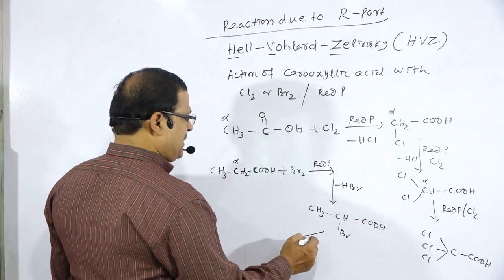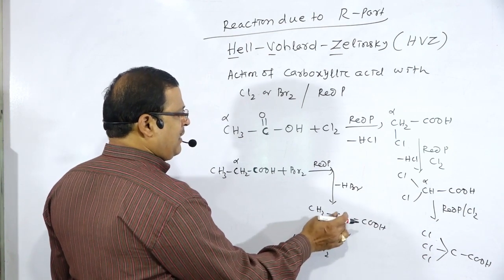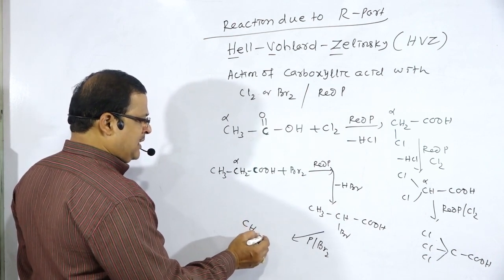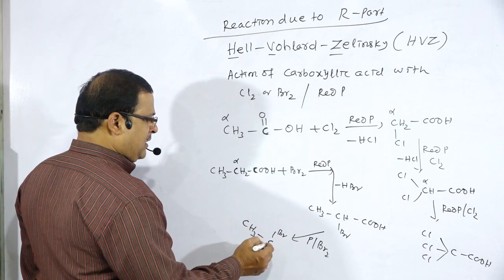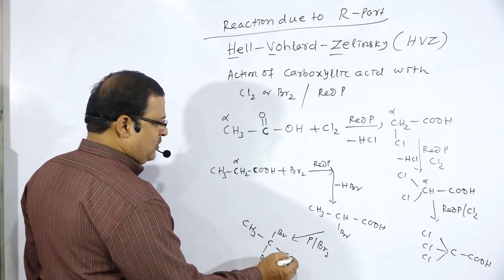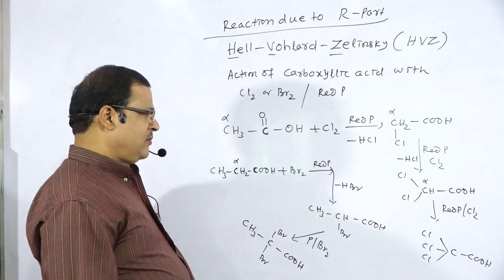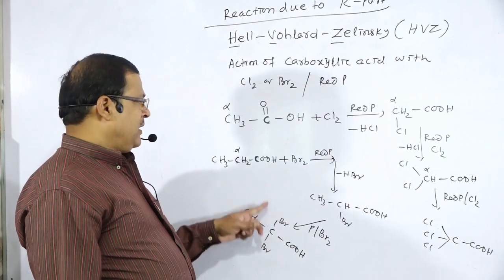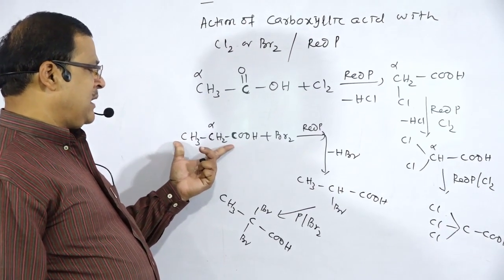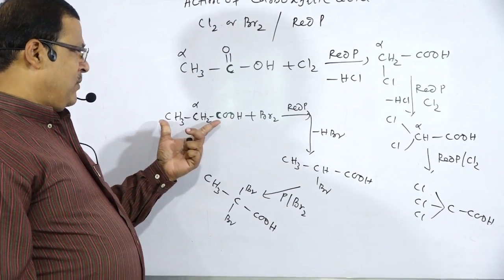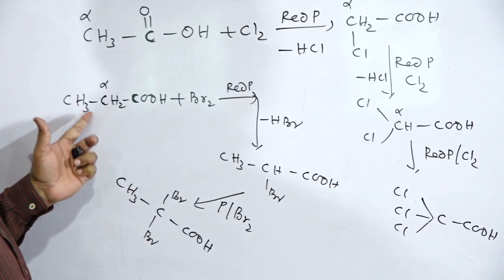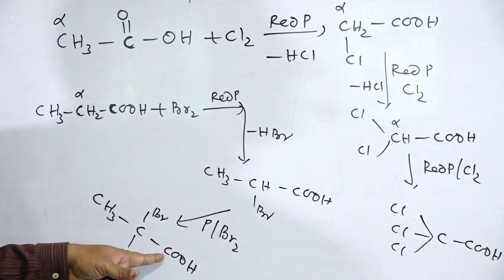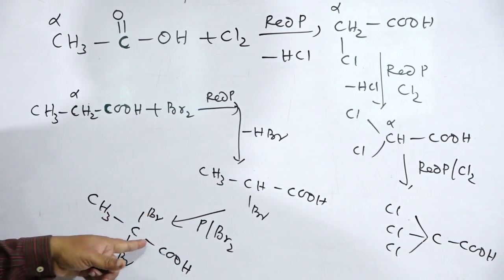Again, with red phosphorus and Br2, another alpha hydrogen atom is replaced by bromine. So the final product will be CH3CBr2COOH. The hydrogen atom is again replaced by bromine. This is propanoic acid, and in this case 2,2-dibromopropanoic acid.